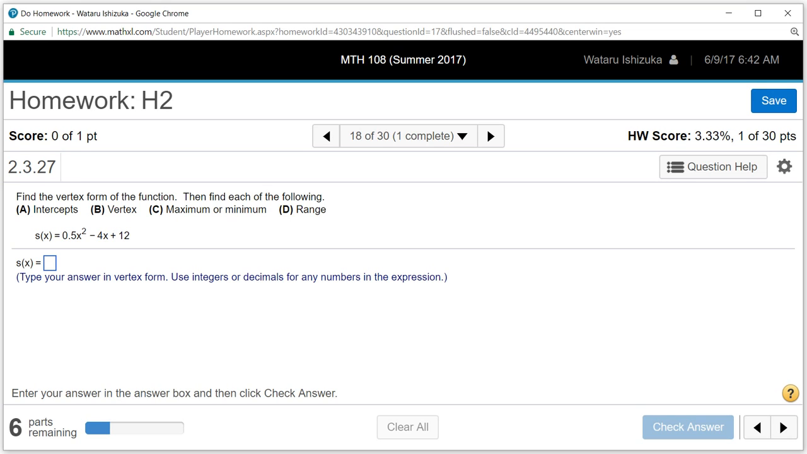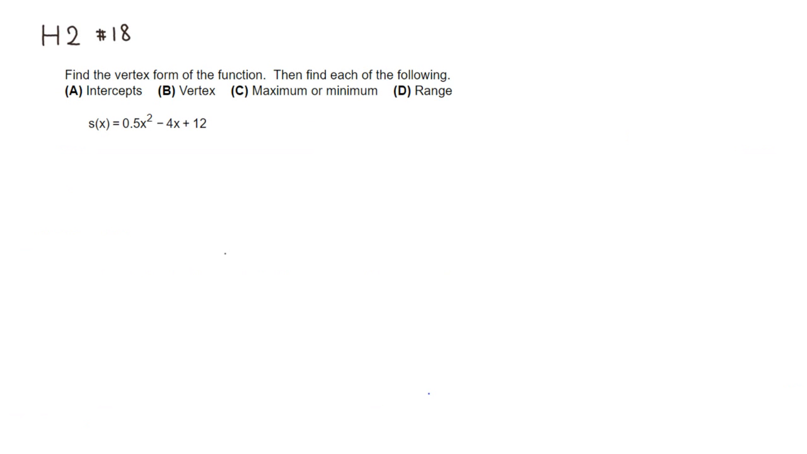Alright, let's look at homework 2, problem number 18. Given this quadratic function, we want to find the intercepts, vertex, maximum or minimum, and range. So let's do that. First, we're going to write it in vertex form.